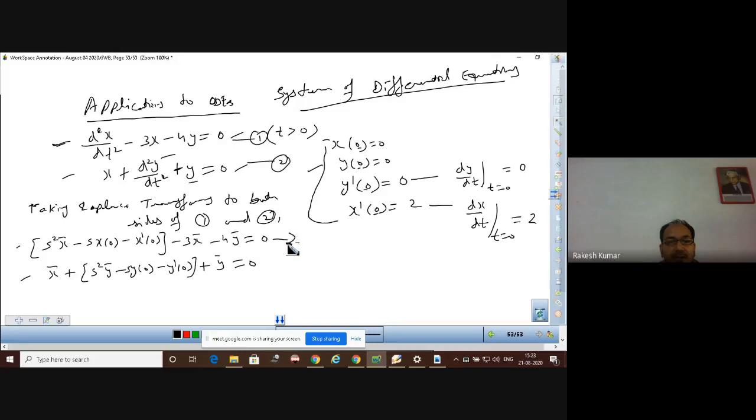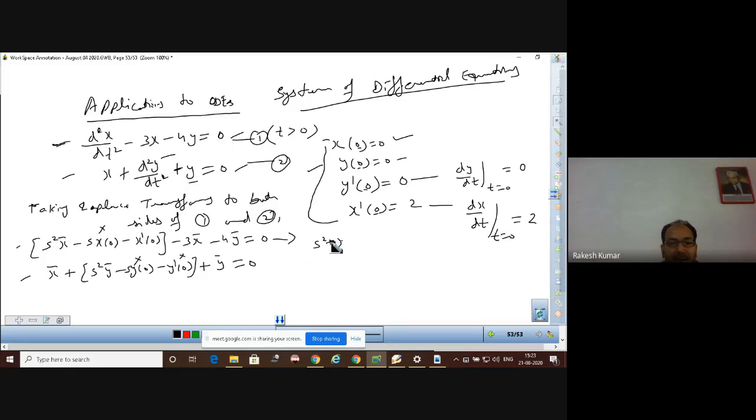Now you can substitute the values of initial conditions. x of 0 is 0. You just see this condition. So this value will vanish. And y of 0 is 0. So this will also vanish, and y dash 0 is 0. This term will also vanish. The remaining you can substitute the values.